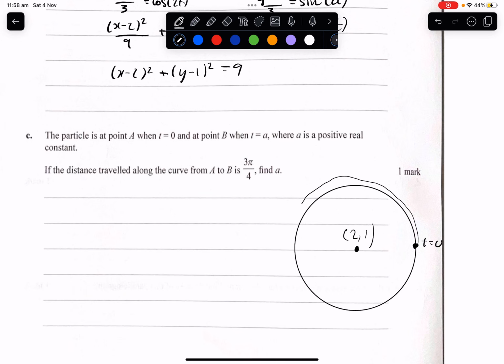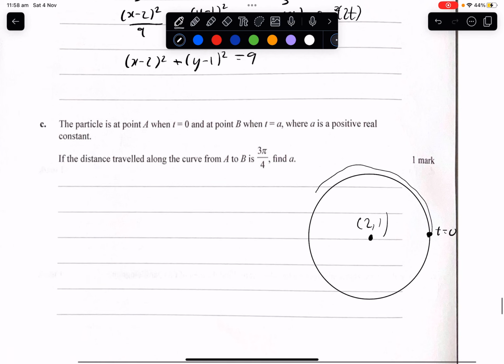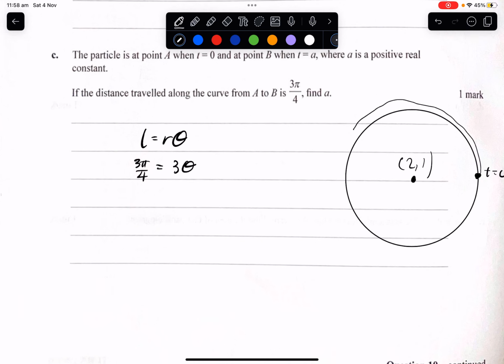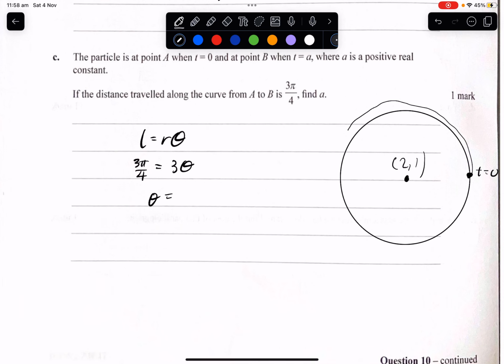So the length, we can use the formula, the length is equal to r theta. So we know the radius. Sorry, 3 pi on 4 is the length it's travelled, and the radius is 3, times theta. So theta is equal to pi on 4. And just double check.